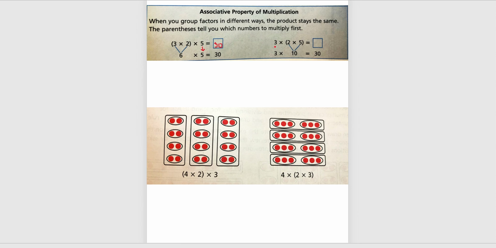So they brought this 3 down, and now we have 3 times 10. And 3 times 10 equals 30. We got the same answer, didn't we?